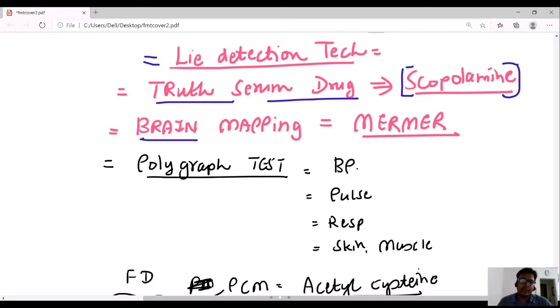Brain mapping is another lie detection technique. In this, we have a finding which is known as murmur.